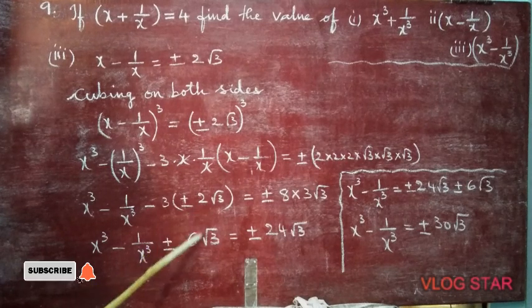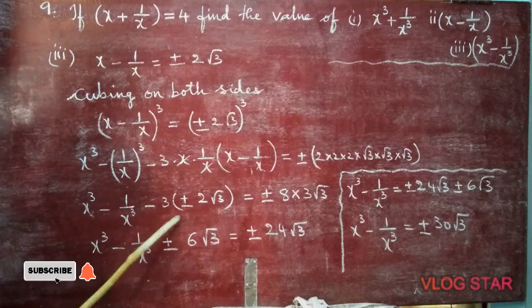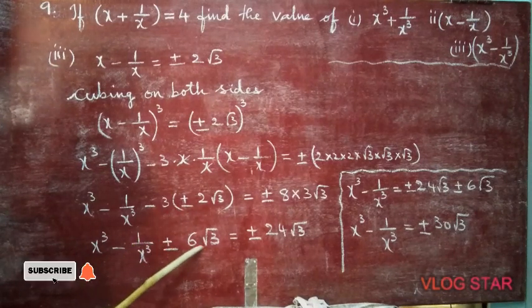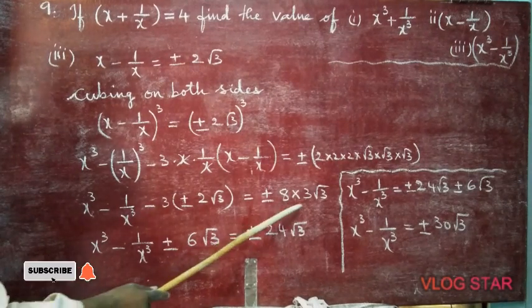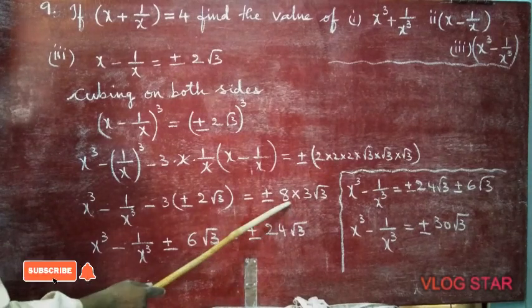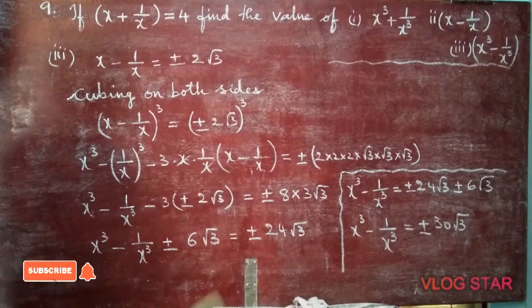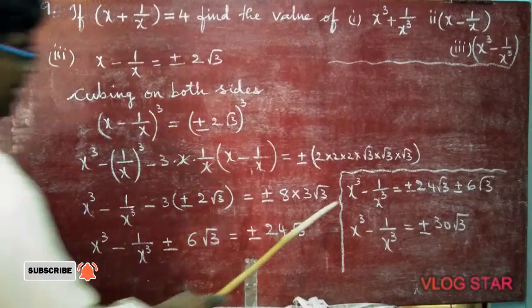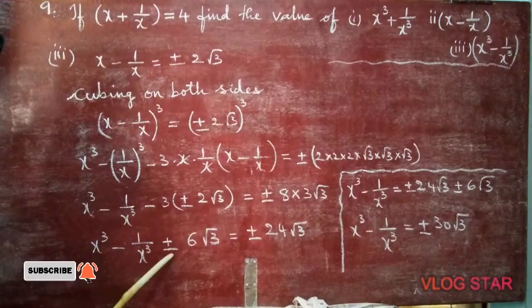2 3s are 6 and root 3 is irrational. Rational with rational you multiply. Bracket indicates multiplication. So plus or minus 6 root 3 is equal to, here also rational multiplied with the irrational. So plus or minus 8 3s are 24. 24 root 3. Now x cube minus 1 by x cube keep in left side only.